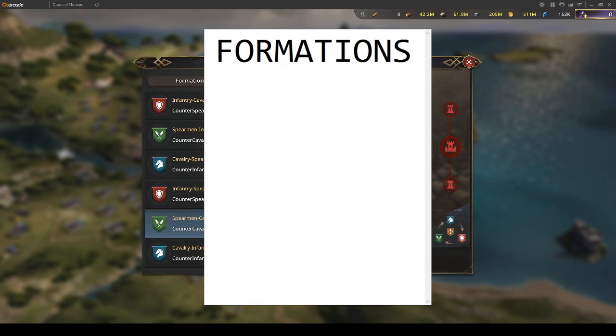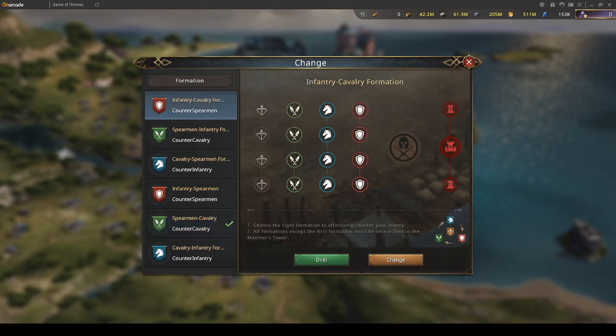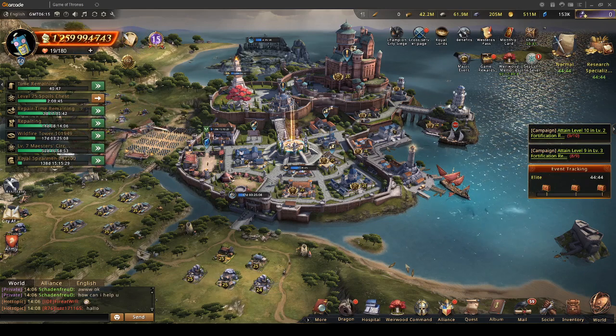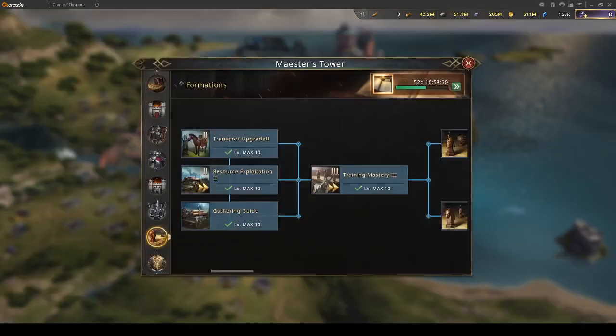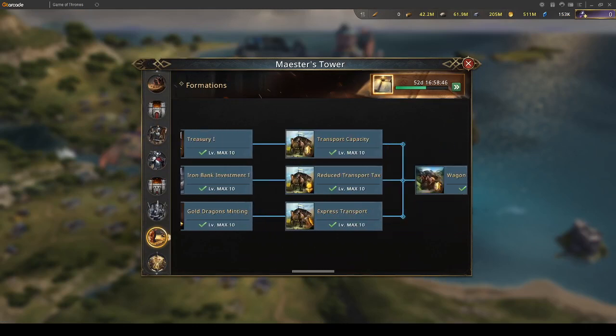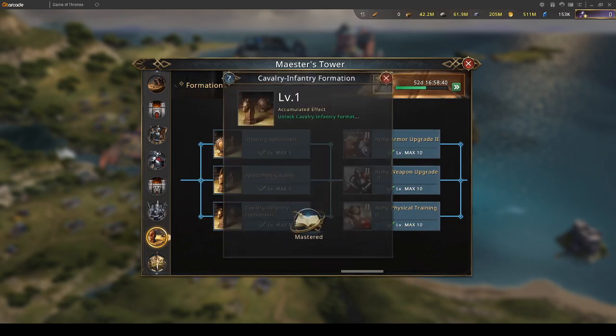I'm going to start with the basics. So what are formations? Formations are the thing that you attack with. There are six formations in the game. So where do you unlock the formations? Formations can be unlocked in your formations menu. After doing research, you get to unlock them here. Level 1, 2, 3.